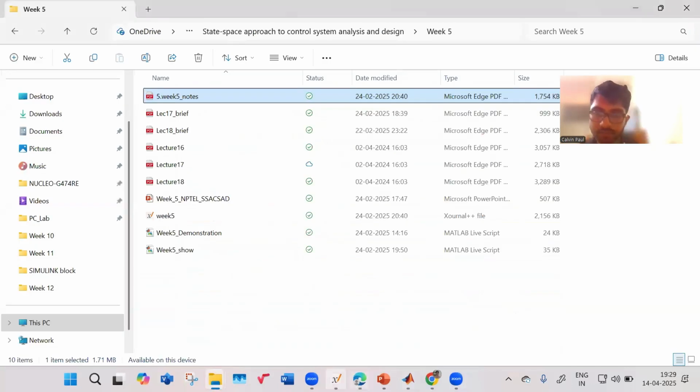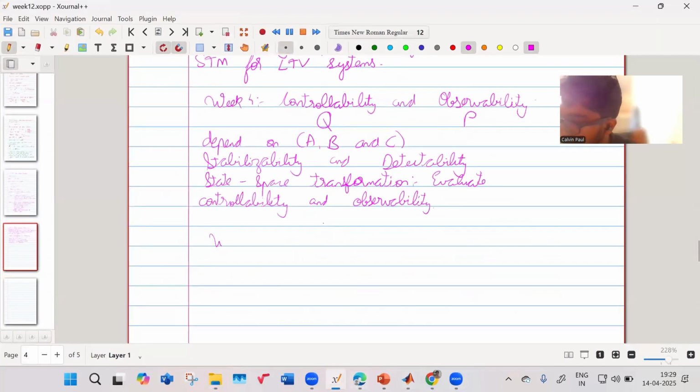So week 5 is related to stability. There are various ways. One is Lyapunov stability, one is Lagrange stability. And to find Lagrange stability, we need certain mathematical preliminaries.